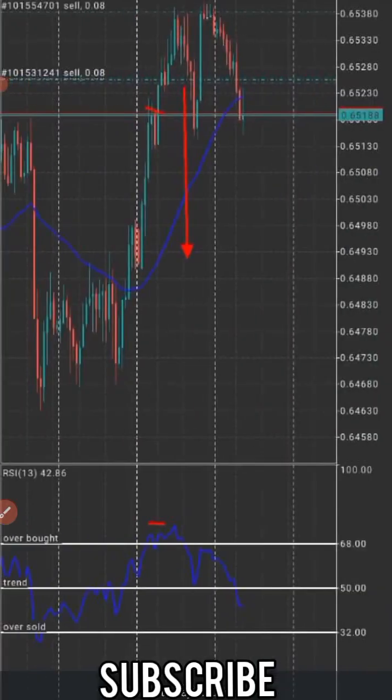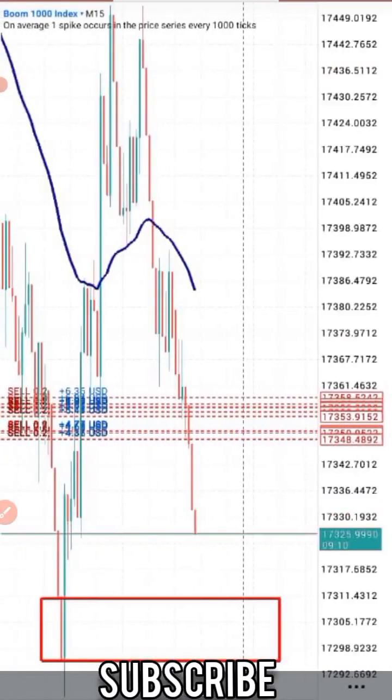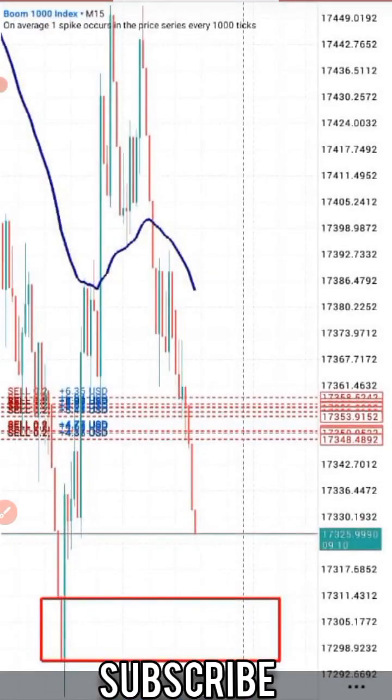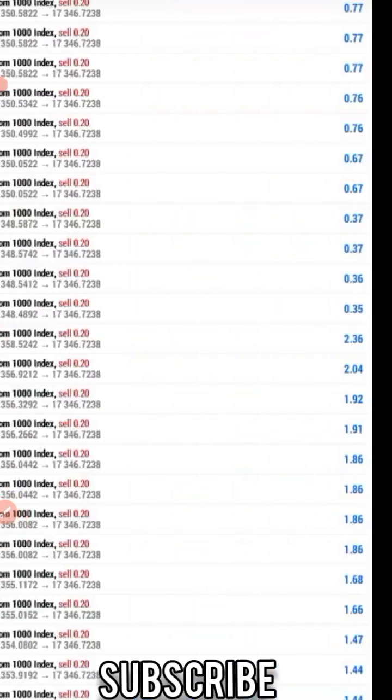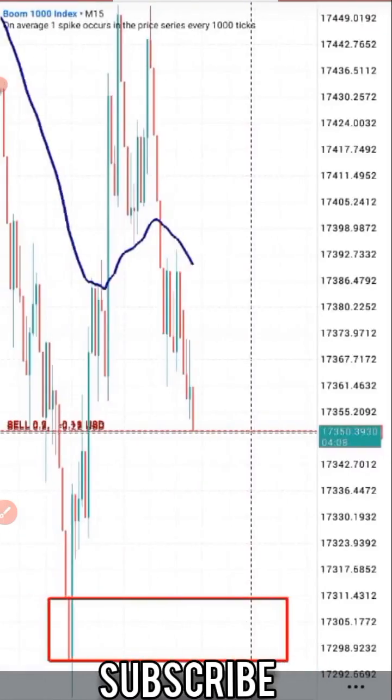Okay, this one is 1 hour time frame. This one is 15 minutes time frame. You see, this one is 15 minutes time frame. This one is Boom and Crash. Boom 1000 is 15 minutes time frame. You see, I made $31, and this is also 15 minutes time frame.